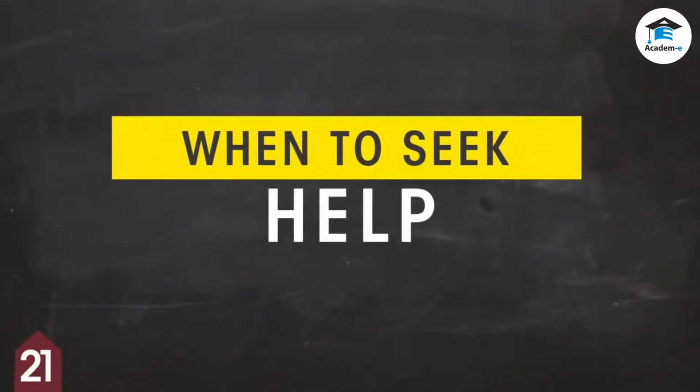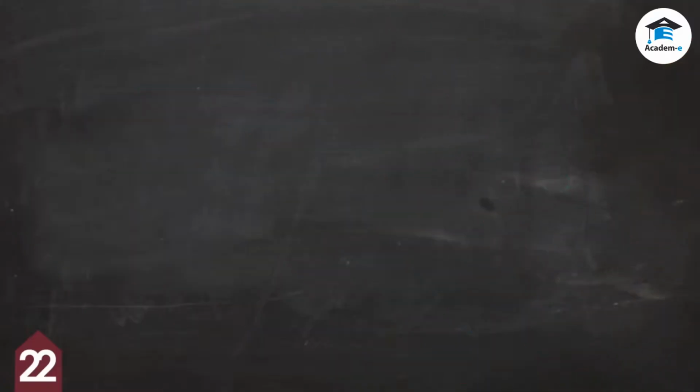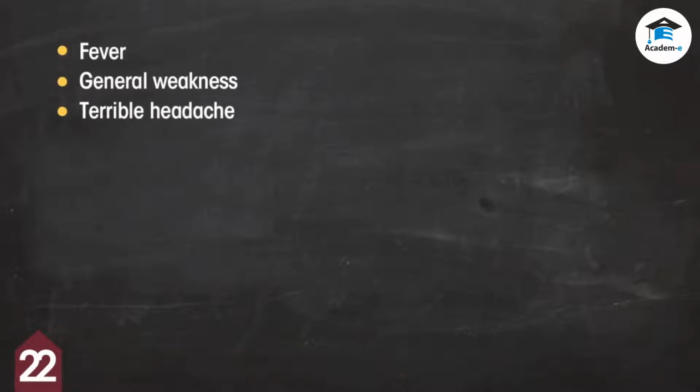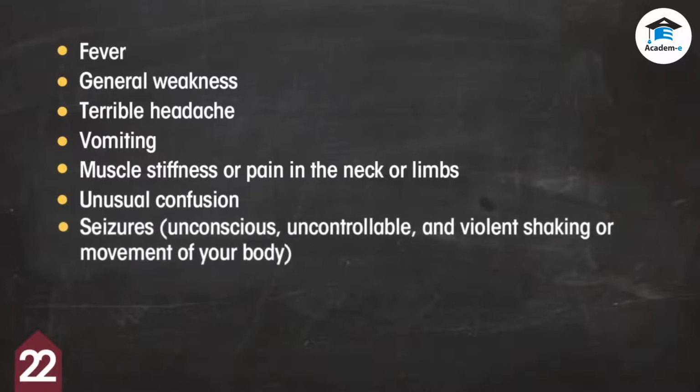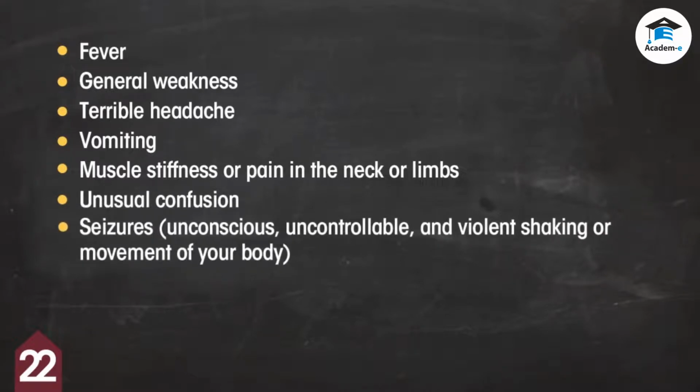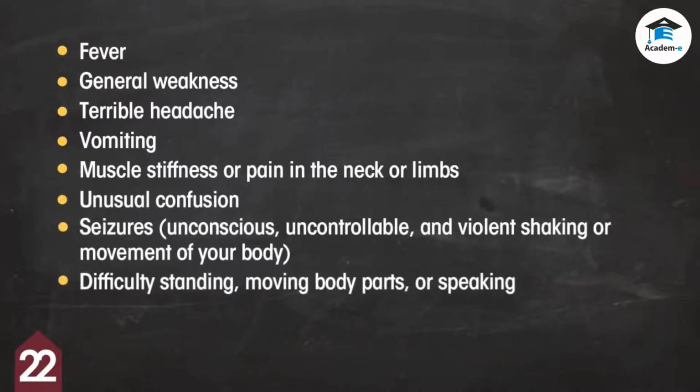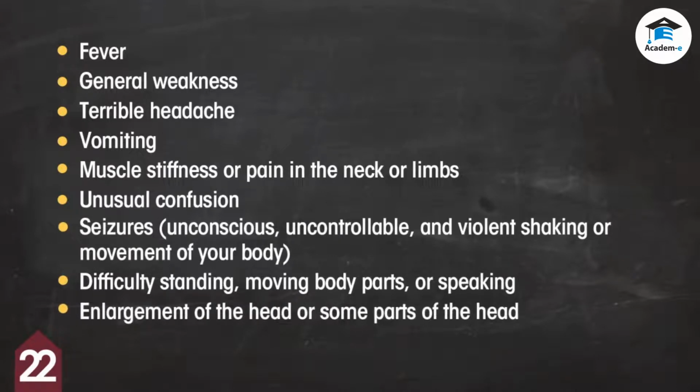Except for stroke, which needs immediate medical care, schedule a visit to a neurologist when you feel a combination of the following: fever, general weakness, terrible headache, vomiting, muscle stiffness or pain in the neck or limbs, unusual confusion, seizures, unconscious, uncontrollable, and violent shaking or movement of your body, difficulty standing, moving body parts, or speaking, enlargement of the head or some parts of the head.